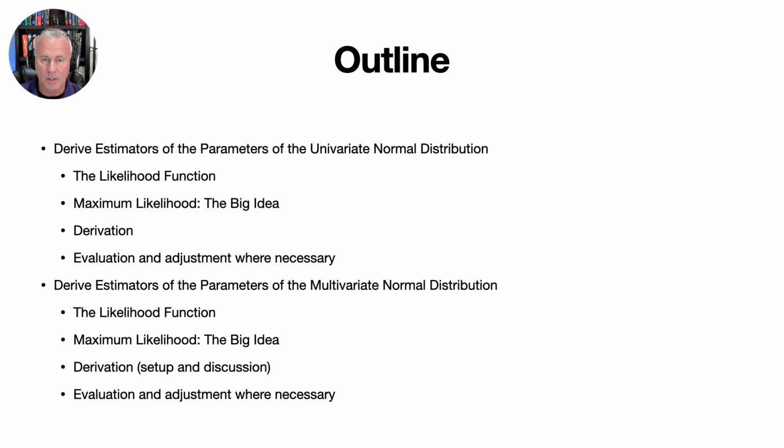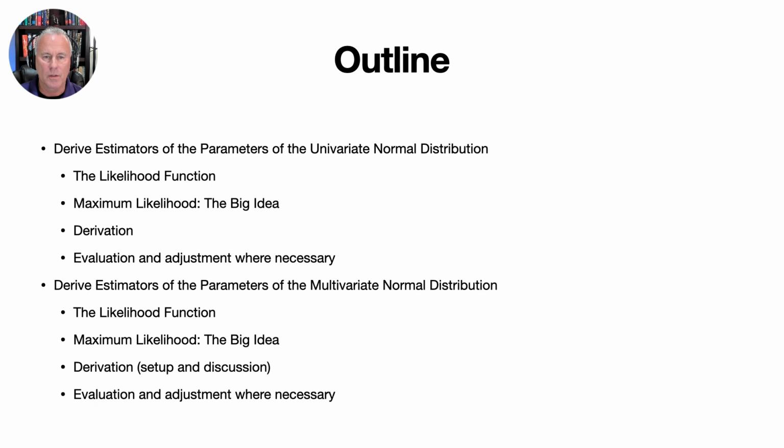We define and construct the likelihood function, which is the starting point for our derivations. We then talk about the big idea behind maximum likelihood estimation from a conceptual standpoint. After we've done that, we dive into a detailed and complete derivation of the maximum likelihood parameter estimators. Now, we usually want our estimators to be unbiased, and so once we've obtained the MLEs through this derivation process, we evaluate them from the standpoint of bias and make adjustments where necessary.